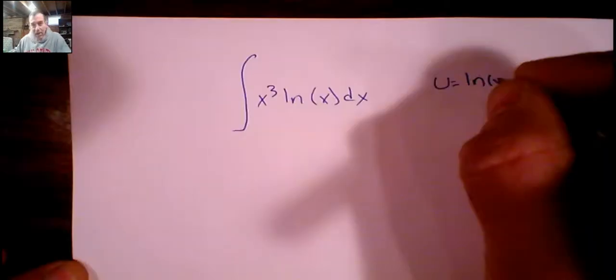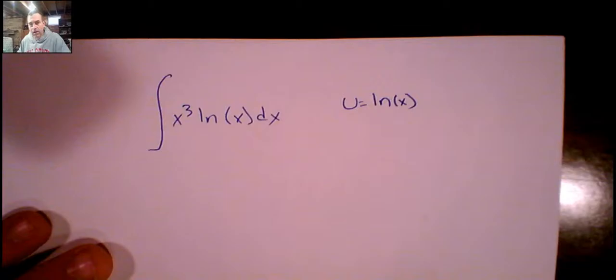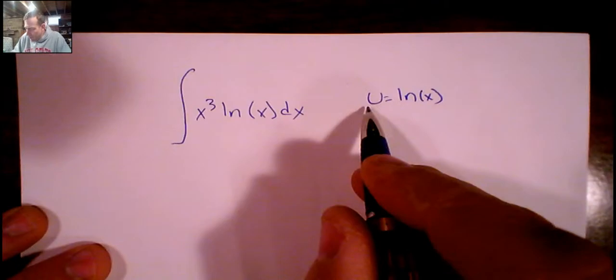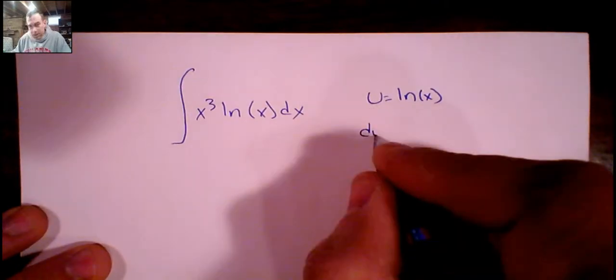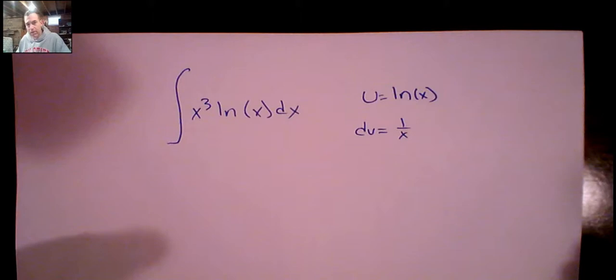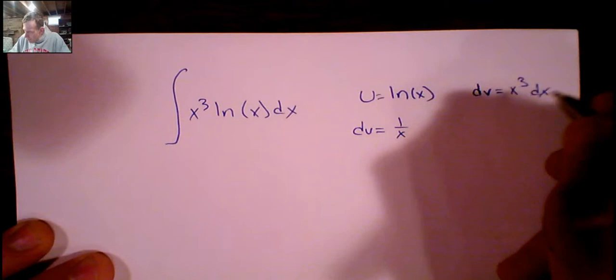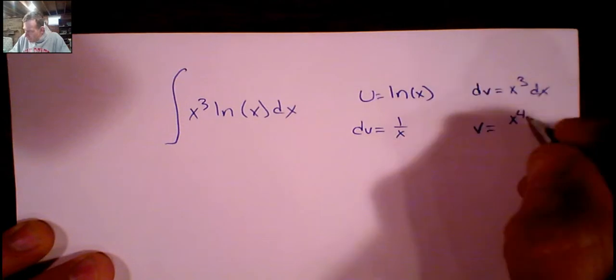This is the same case when you're dealing with arctangent. And the reason for this is because when you do the derivative of natural log, you get rid of the transcendental function. You get rid of natural log and you just have 1 over x. So let's make dv the rest of this, which means v is equal to x to the 4th over 4.